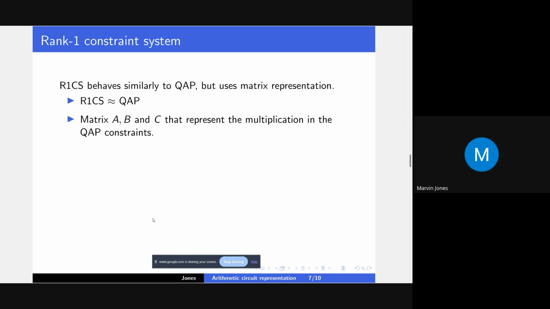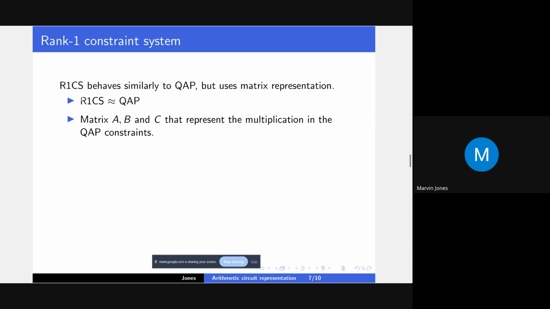I don't actually remember what they mean by rank 1, other than it's not what I want rank 1 to mean as a mathematician. I remember seeing it back in the day, and the only part about it that stuck in my head is that it's not matrix rank 1. So I apologize, I don't remember that, but if you took linear algebra and you remember ranks of matrices, that's not it. Anyway, rank 1 CS is basically QAP with matrices.